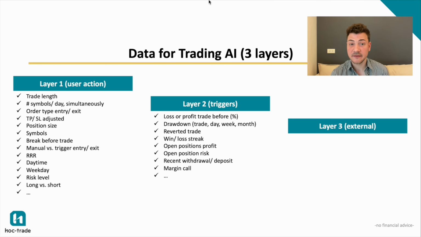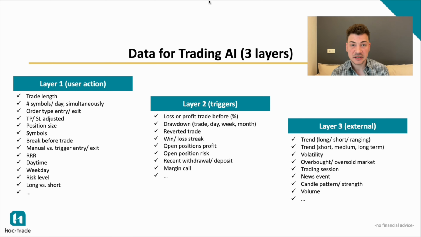Now the third layer. What were the market environments prior, during, or after each individual trade? Did the trade follow the short-term, medium-term, or long-term trend? Or was it against the trend? Was there high or low volatility? An overbought or oversold market? Which geographic trading session? As you can see, just with these listed actions, combined triggers and combined with the market environments, we'll have millions, if not billions of combinations.